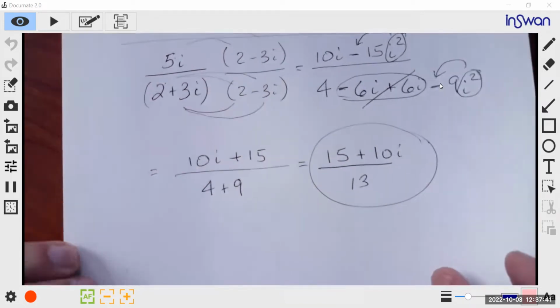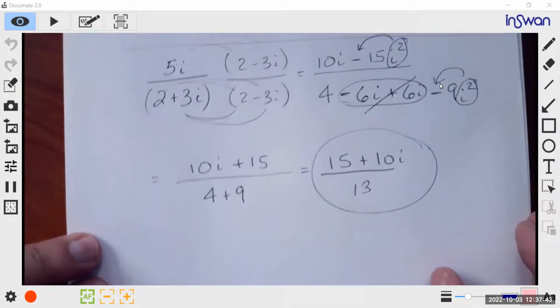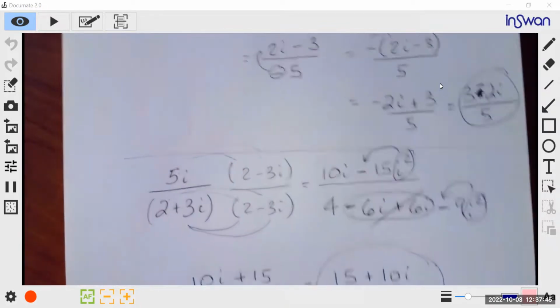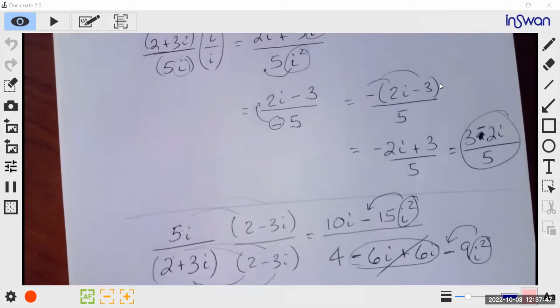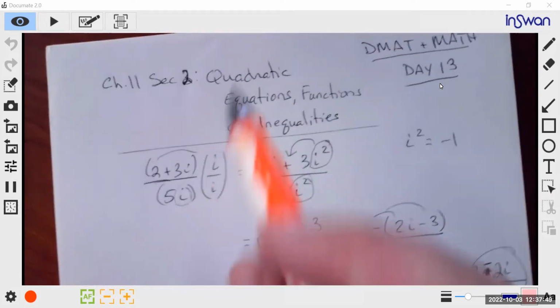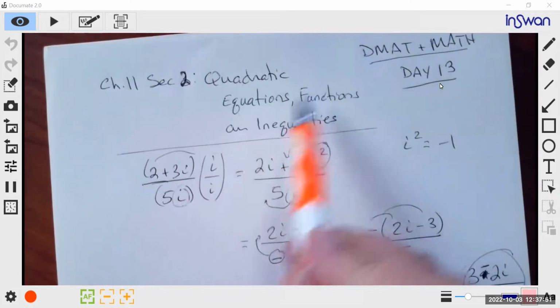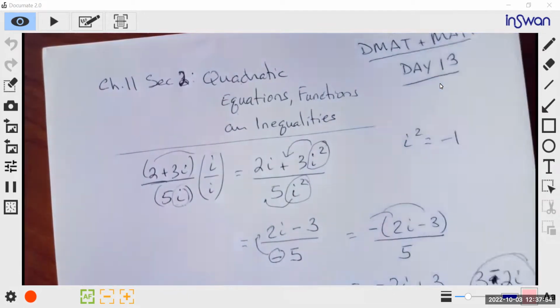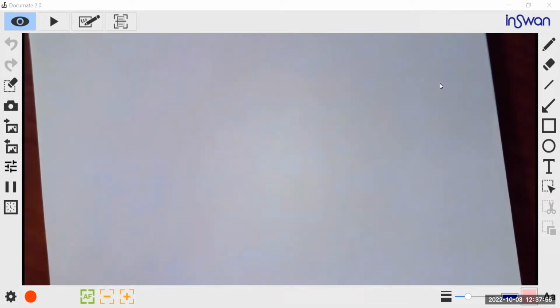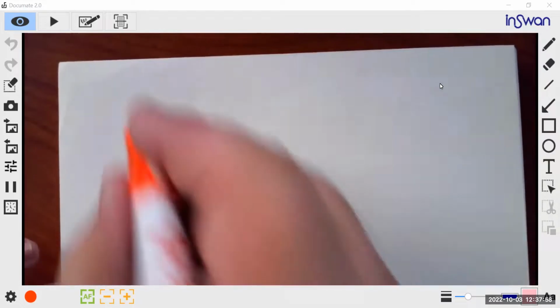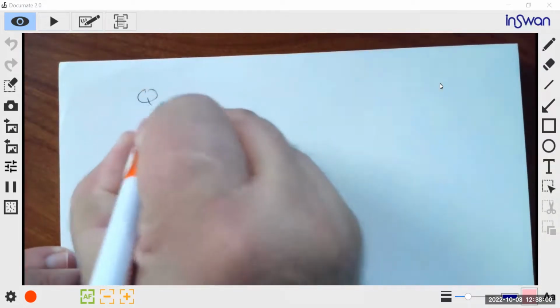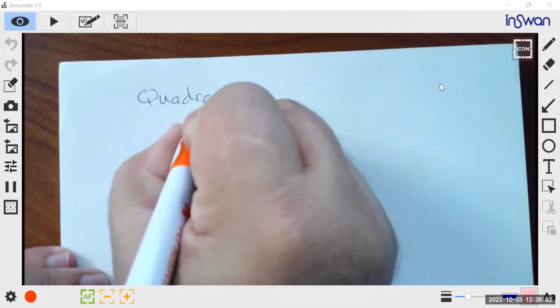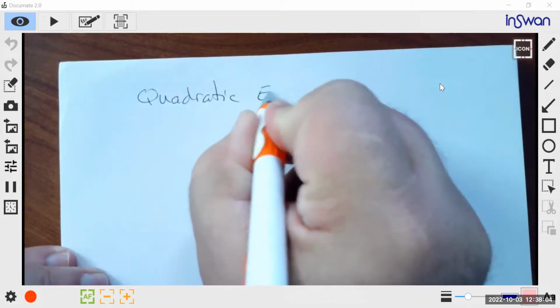Today, we're going to start section 2. We're going to get full-fledged into quadratic equations. We're done with linear equations. We're now going to do quadratic equations, functions, and inequalities. So what is a quadratic equation?